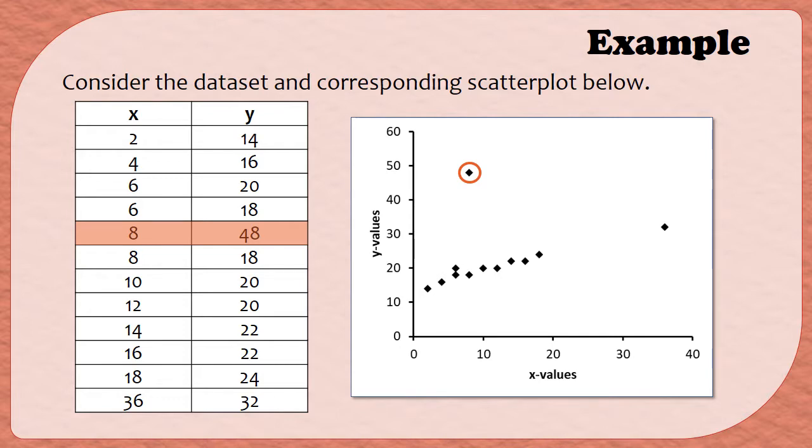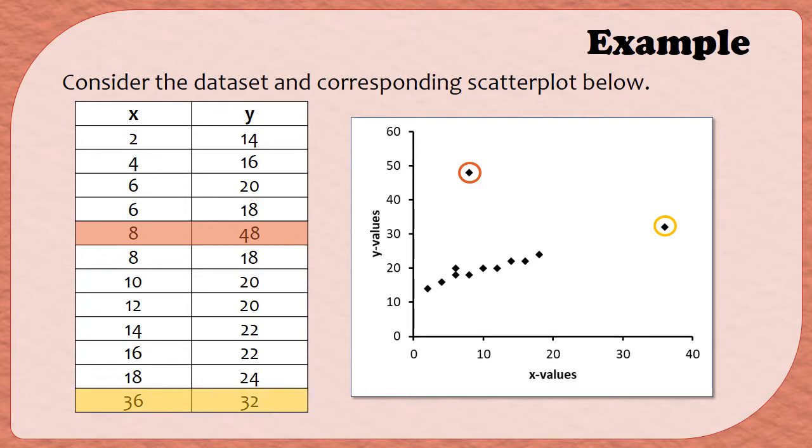This other point all the way to the right of the scatter plot is also kind of an outlier. It's far away from the rest of the values. In fact, its x value is almost double the second highest x value, right? The second highest x value is almost 20, and this one is almost 40. So this one looks like it's the point 36, 32.